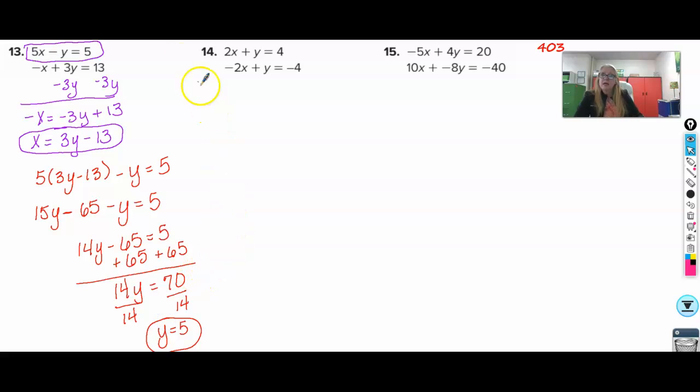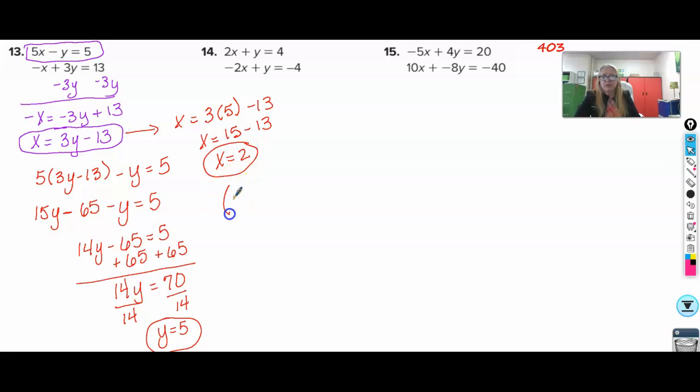Now I go back up and I substitute 5 for y. Let's use the equation we made. X equals 3 times 5, which we know is y now, minus 13. X is equal to 15 minus 13, so x is equal to 2. Once you have the x and the y, you're ready to write your solution point. The solution point is (2, 5).